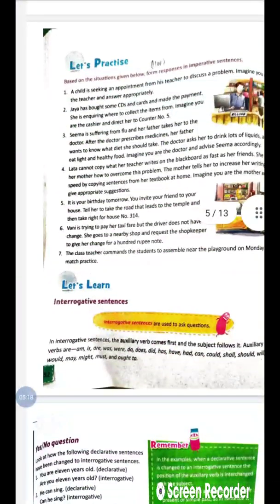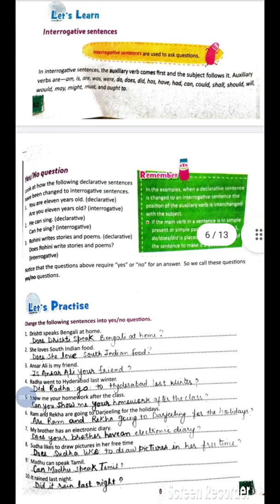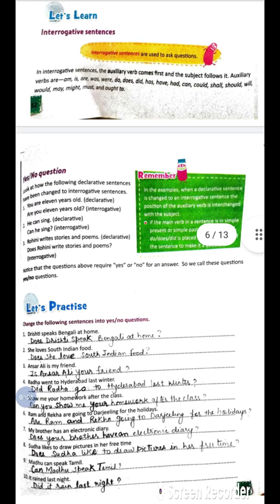Next is interrogative sentences. Interrogative sentences are used to ask questions. In interrogative sentences, the auxiliary verb comes first and the subject follows it. Auxiliary verbs, what are auxiliary verbs? Am, is, are, was, were, do, does, did, has, have, had, can, could, shall, should, will, would, and so on. In these interrogative sentences, yes and no questions are also included.